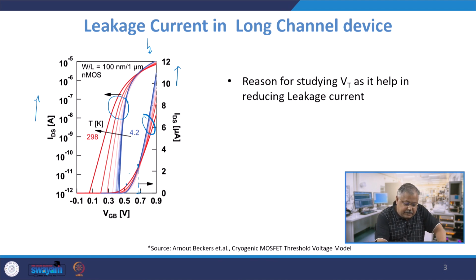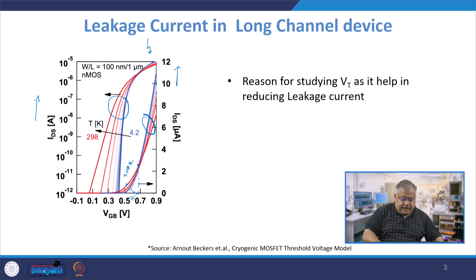So, let us suppose this is 300 Kelvin and this is 4.2 Kelvin. Below threshold, 4.2 Kelvin shows you a lower current, whereas as you cross the crossover point, the current related to 4.2 Kelvin shoots up very fast, whereas that with 300 Kelvin shoots up very slowly. And therefore, the threshold voltage is basically found by extrapolating this backwards. You will see the 300 Kelvin threshold voltage is relatively smaller as compared to that of 4.2 Kelvin, which effectively means that there is for sure a threshold voltage change.